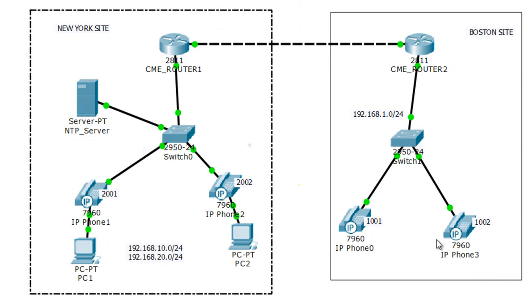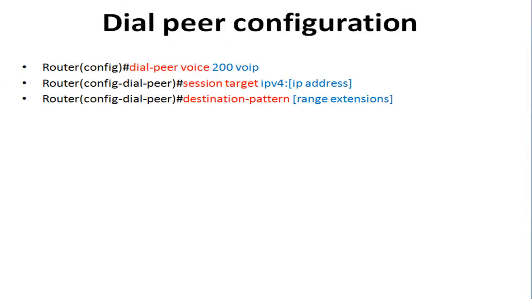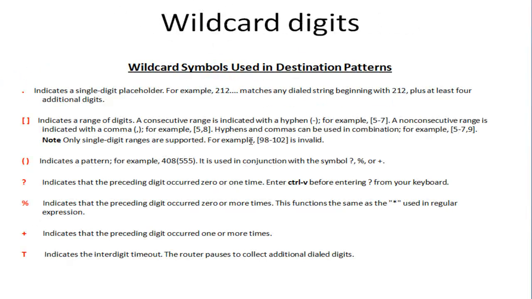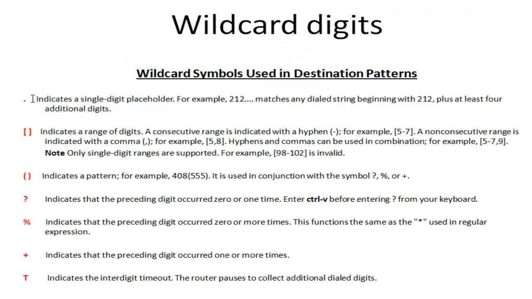But imagine if I have 1,000 phones or 1,000 numbers on this side up here. If I have to enter them one by one, it's not going to be easy. That's the reason why I told you the wildcard digit will make your life easier. Like if I put a dot up here, let's say a dot, you know. So let's go back to Cisco Packet Tracer. I'm going to show you.